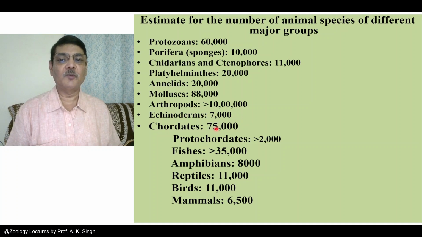Chordates, their number could be around 75,000, which gets divided into protochordates, whose number would be more than 2,000. Then fishes, there are nearly 35,000 living species of fishes. Amphibians, nearly 8,000 species. Reptiles, 11,000. Birds, 11,000. And mammals, 6,500. So there is a huge number of animal species.